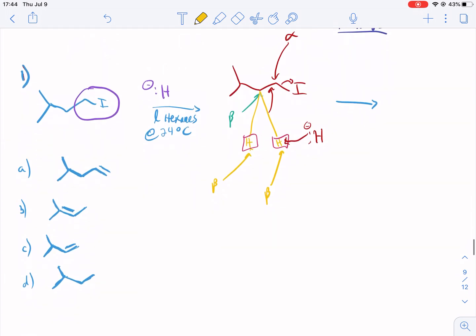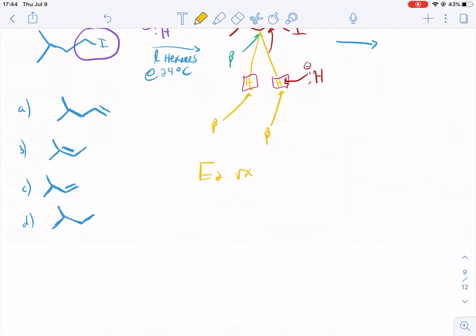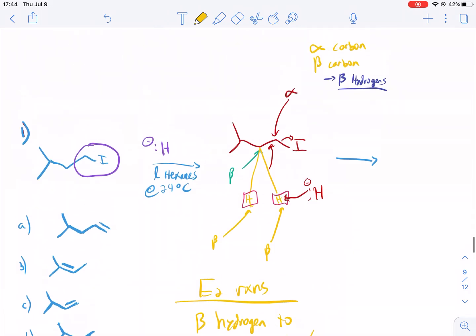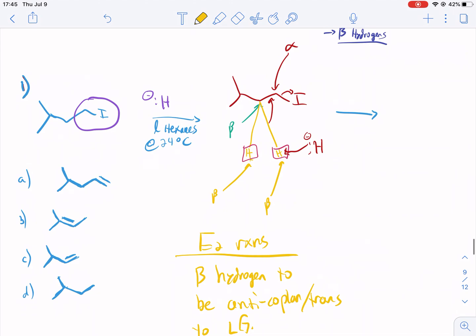E2 is a little special. E2 reactions require the beta hydrogen to be anti-coplanar to the leaving group. I'm not going to get into the weeds about anti-coplanar, but basically it has to be trans to the leaving group. So if the leaving group is dashed, the beta hydrogen or hydrogens that can get pulled off have to be wedged for E2 reactions. If the leaving group is wedged, the beta hydrogens that can be pulled off have to be dashed.